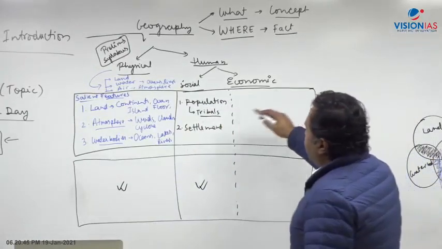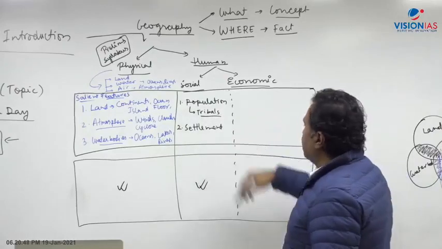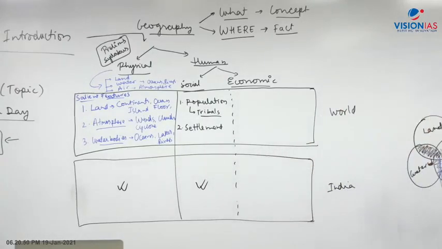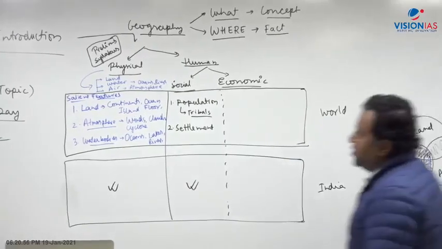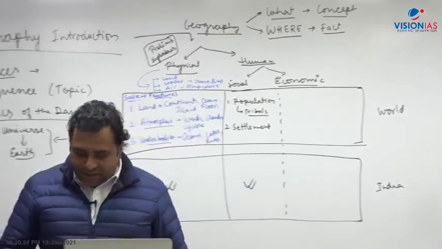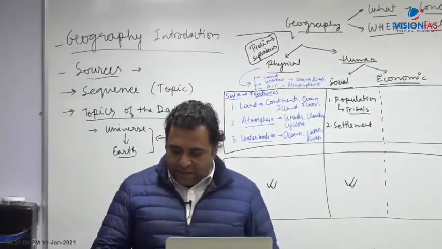Then what is the next part? So once we are done with the social geography, then you come to economic geography. Okay. So economic geography of India, of the world. So let us see the syllabus now. We'll go back to the main syllabus, and the main syllabus itself will help us understand the next thing.